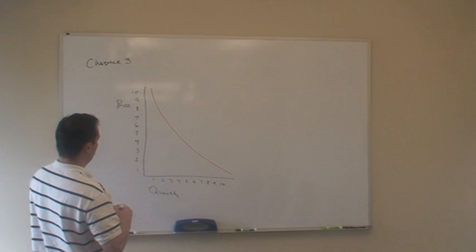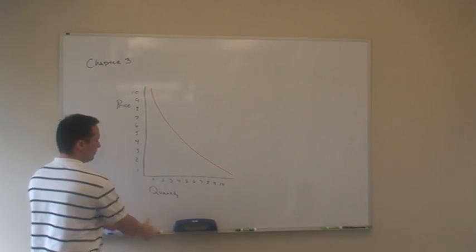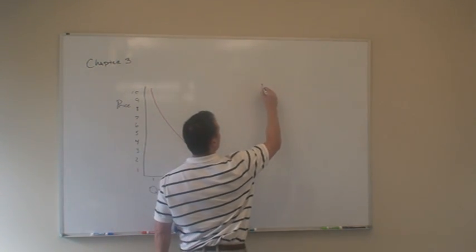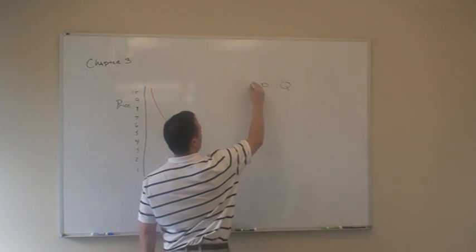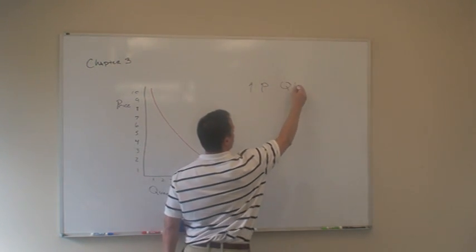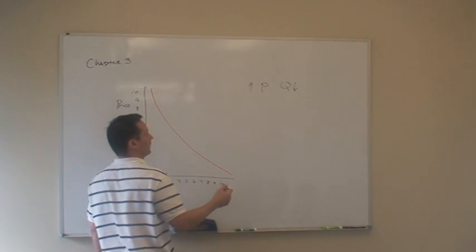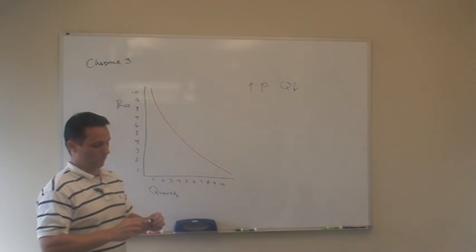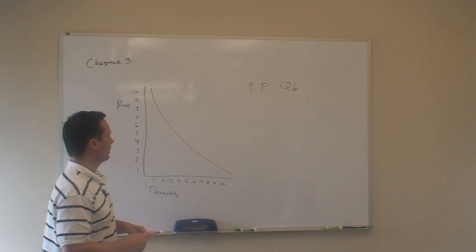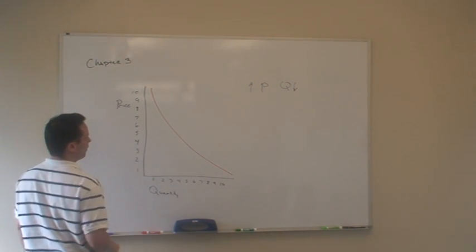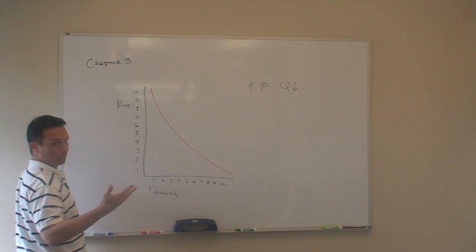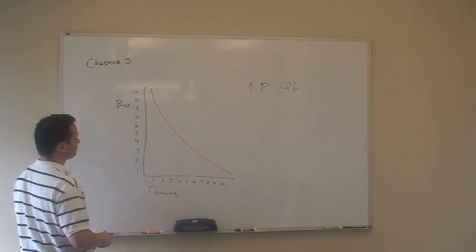And that's because of the inverse relationship between price and quantity, right? When price goes up, quantity demanded goes down. When price goes down, quantity demanded goes up. So you'll always have a downward sloping left to right curve because of the law of demand.